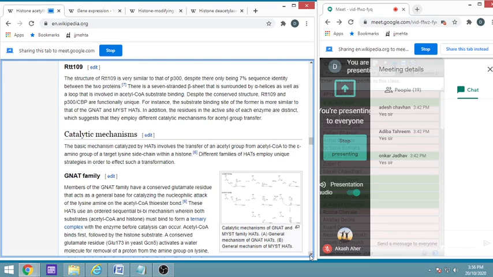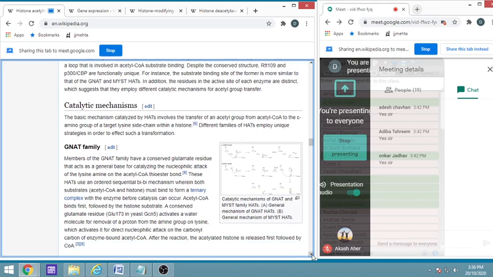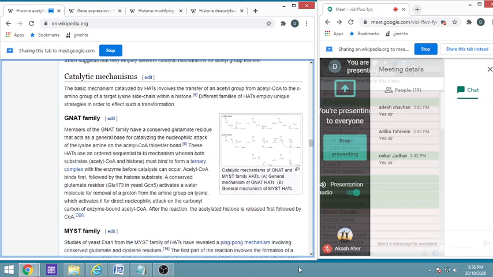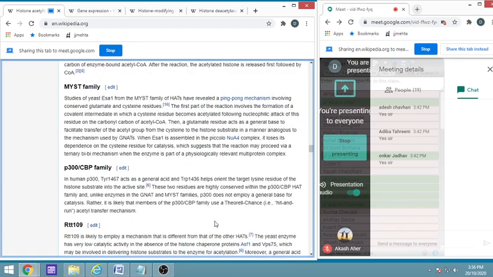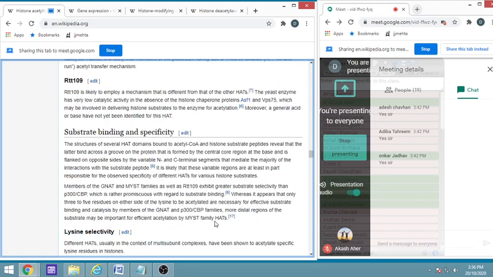As we have seen, the job is acetylation. The acetyl group is transferred to the lysine side chain, and because of that it becomes acetylated. So they are important, and the acetylated histone is then released after that. They catalyze the transfer of the acetyl group from acetyl CoA to these histone structures or proteins. Similarly, there are the various MYST family members, P300 and RTT109.